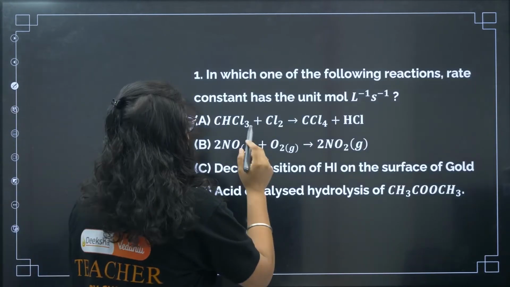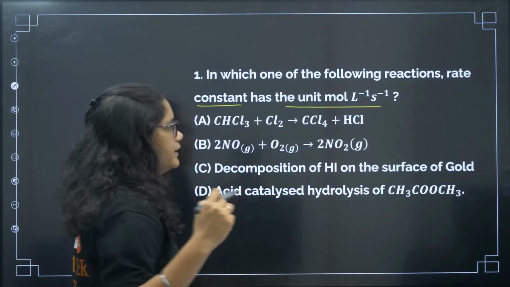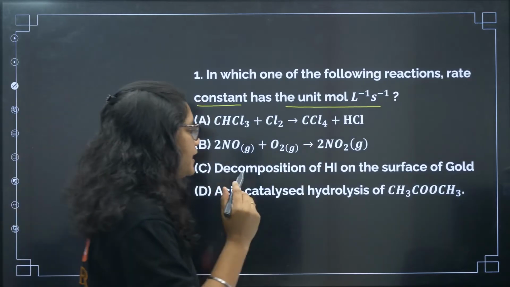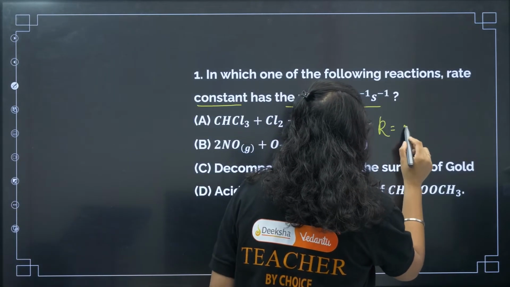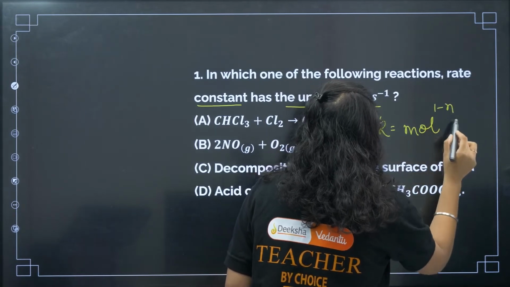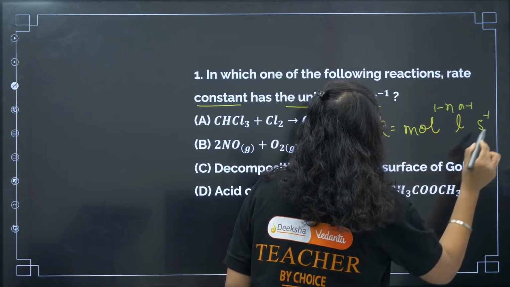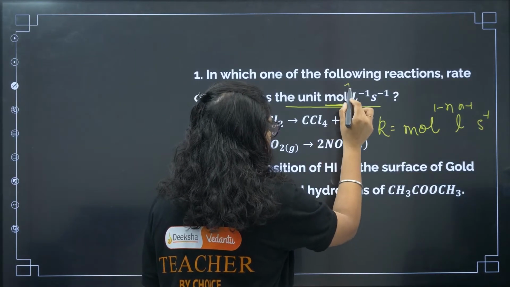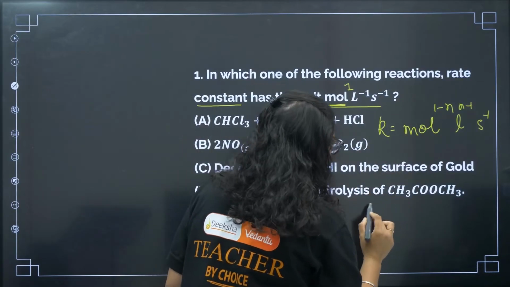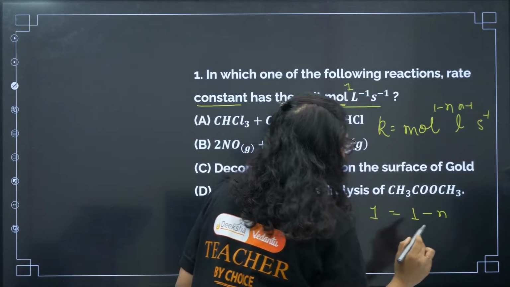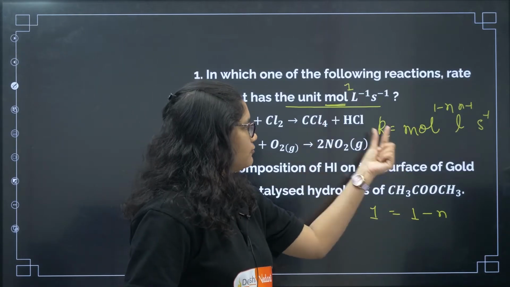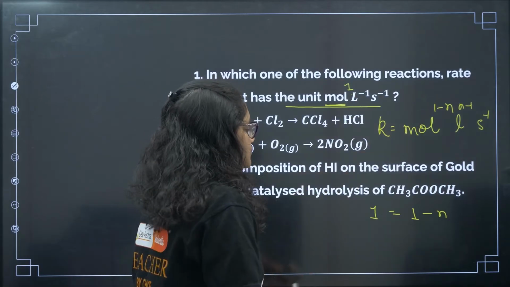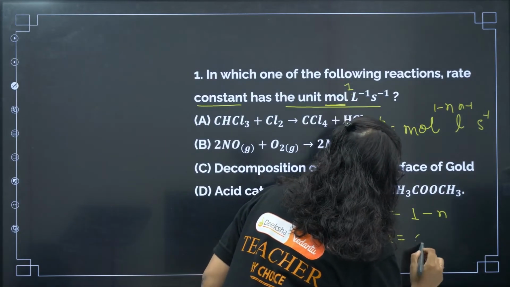In which of the following reactions rate constant has the unit of mole liter inverse second inverse? Now if you see, for any general reaction, the unit of rate constant is equal to moles to the power 1 minus n, liter to the power n minus 1, second inverse, right? So now they have asked you this one. Moles power is 1 here, so let us equate this one. 1 is equal to 1 minus n. So you can see here I have equated the power of moles in the given question and from the general equation, 1 minus n and 1. So if I solve this, I'll get n is equal to 0, right?